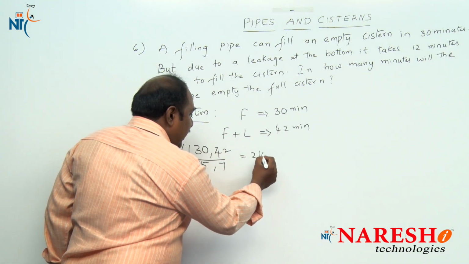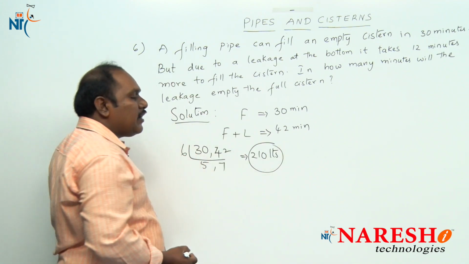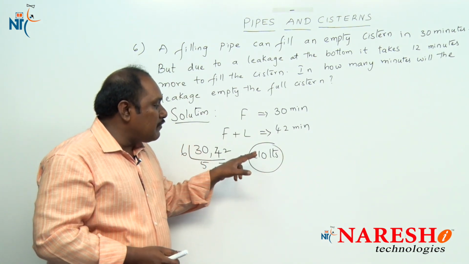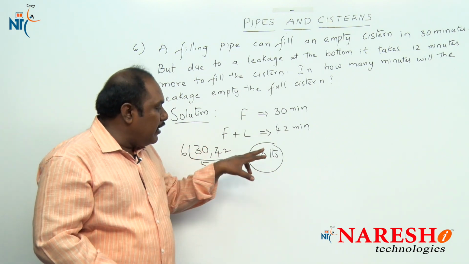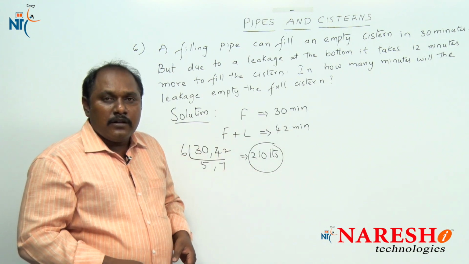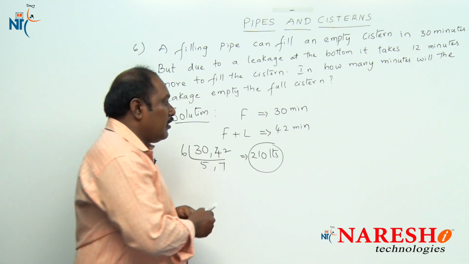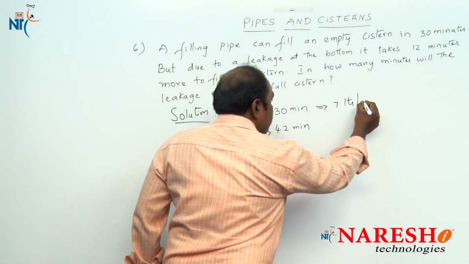So now I assume the total capacity of the tank is 210 liters. When I assume the total capacity of the tank is 210 liters, this filling pipe will fill this 210 liters in 30 minutes. So the filling pipe should fill how many liters per minute? Filling pipe will fill 7 liters per minute.